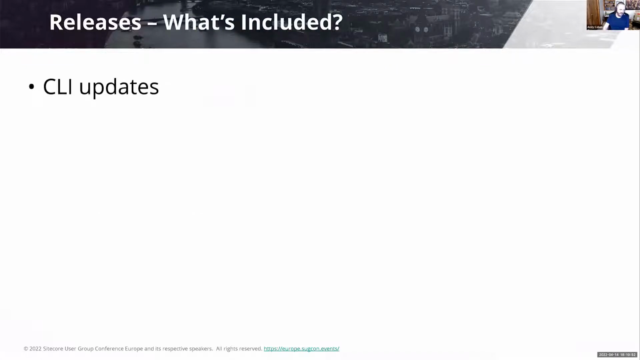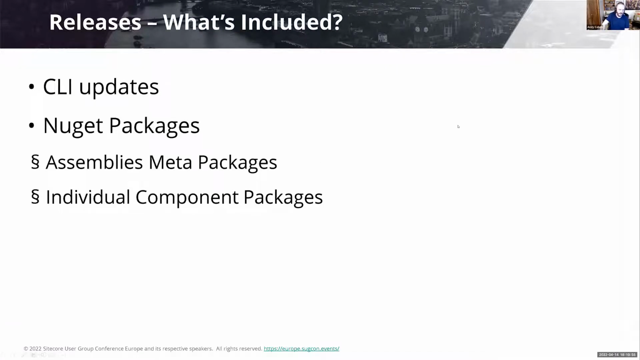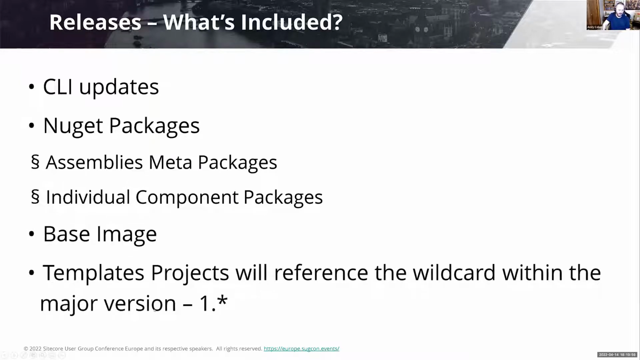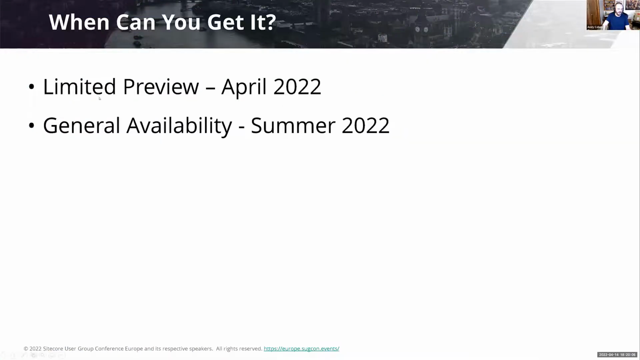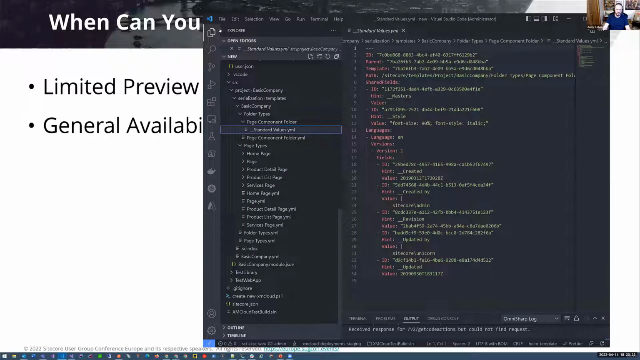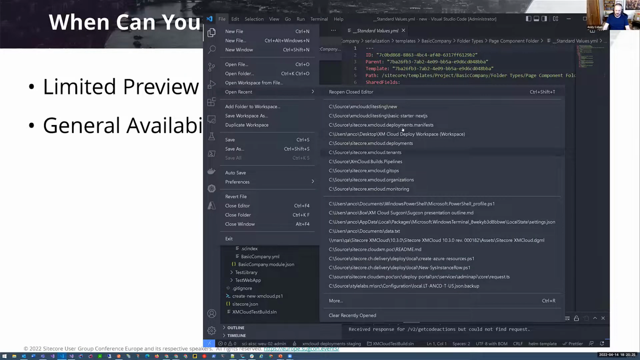In a release, you have CLI updates, NuGet packages, assembly meta packages, individual component packages, and the base image, and I showed that things are referencing a wildcard within the major version in the project templates. We're going to be releasing this to a limited customer preview this month and general availability this summer. That's pretty much what I have to share on my slides, so I can go back to questions though. Let me pull up this template again, the starter kit.